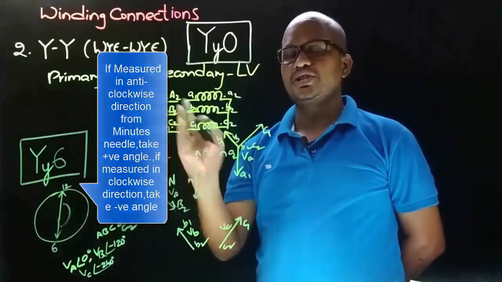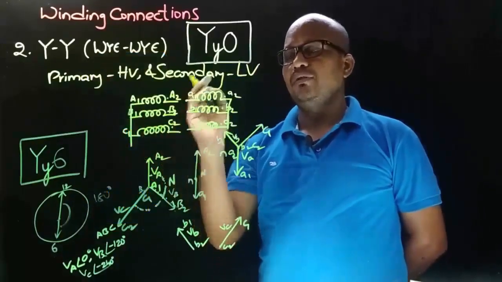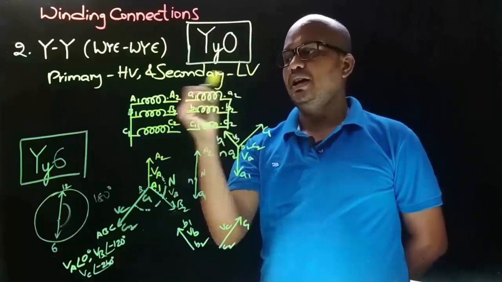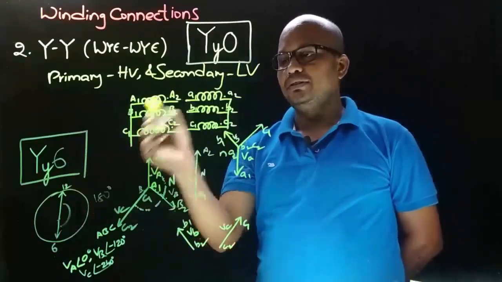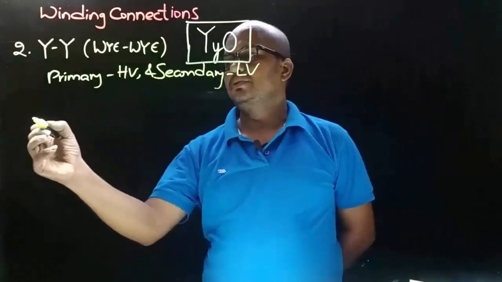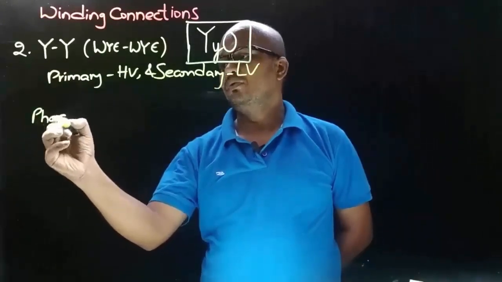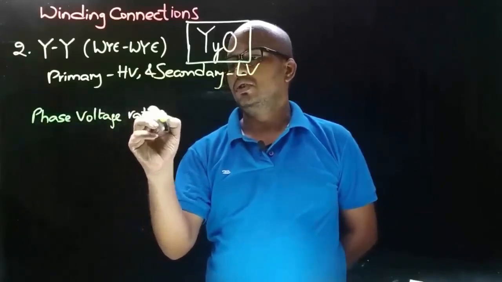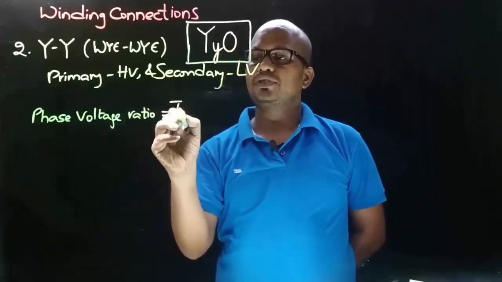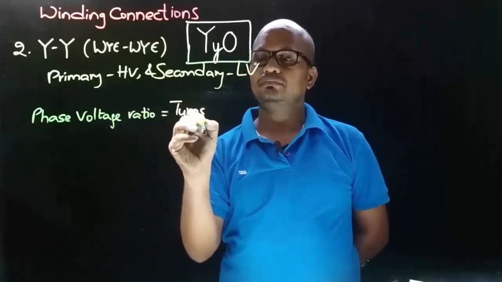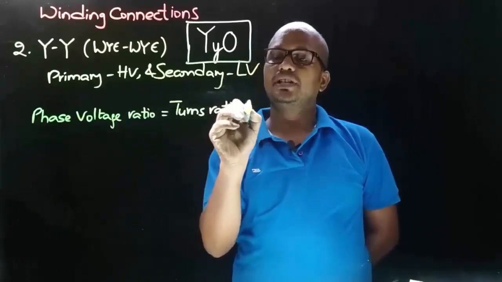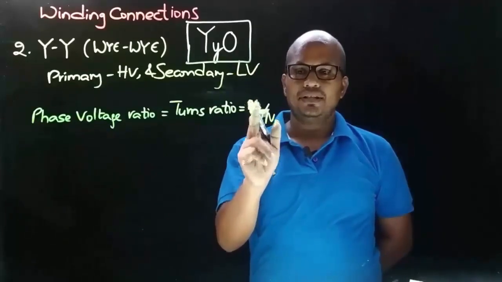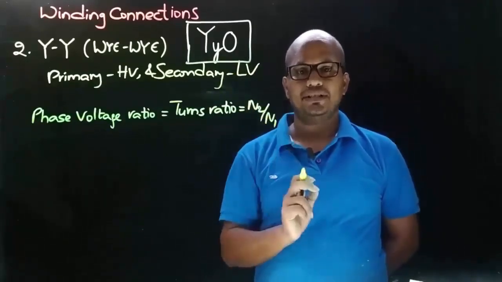So these are the two possible connections of star-star connection, from which we got the 0 degrees phase displacement with one type of winding connection and 180 degrees phase displacement with this type of connection. Now let's know the phase voltage ratio of star-star connection, which is the same as the turns ratio of a single phase transformer, and that can be taken as equal to N2 by N1, where N2 represents the secondary side turns and N1 represents the primary side turns.